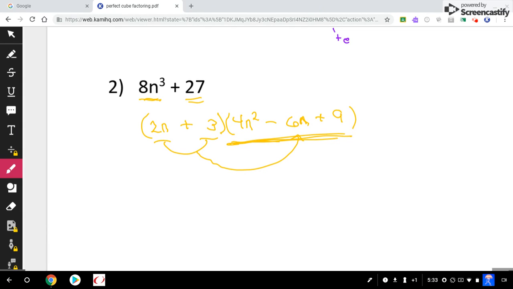Just a little extra tidbit here. A lot of times people see this guy on the end here and they see that n squared and they sort of assume it's going to factor again. Perfect cube factorings are one and done. Little parenthesis, big parenthesis, and that's all she wrote. Let's look at one more.